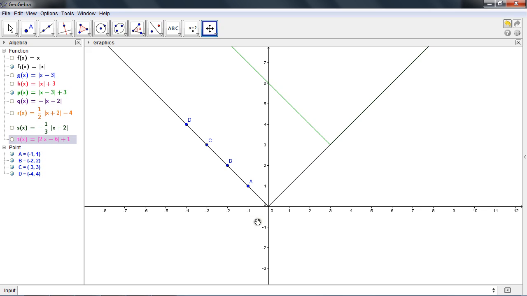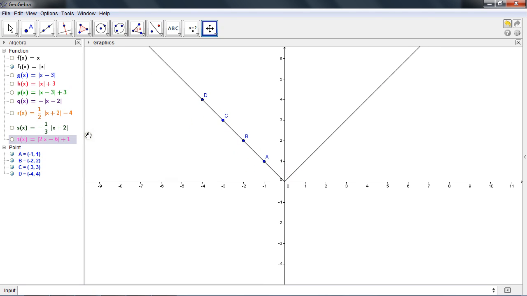The other type of transformation we talked about when we were doing those graphs the other day, in the last video, was if you put a negative out front.